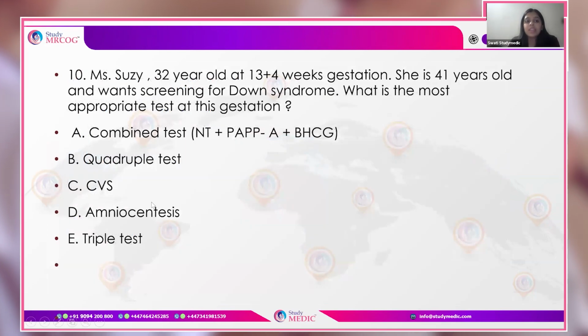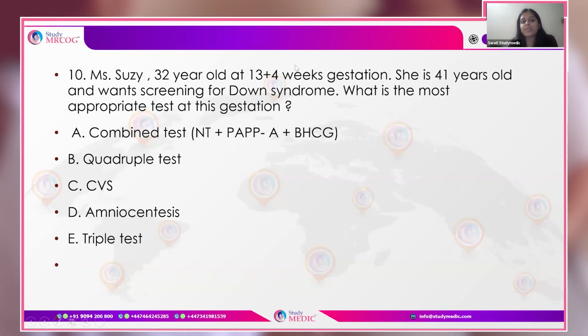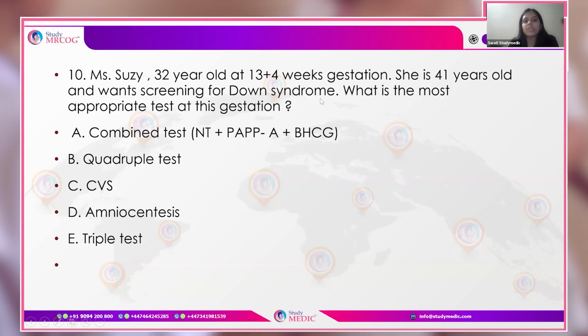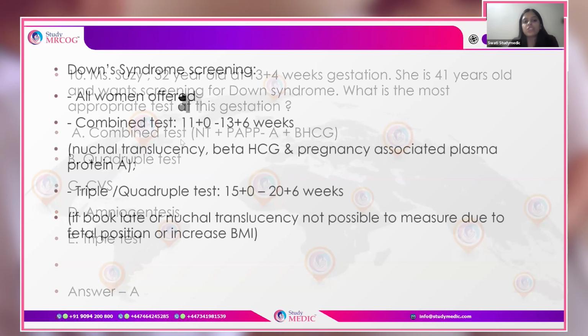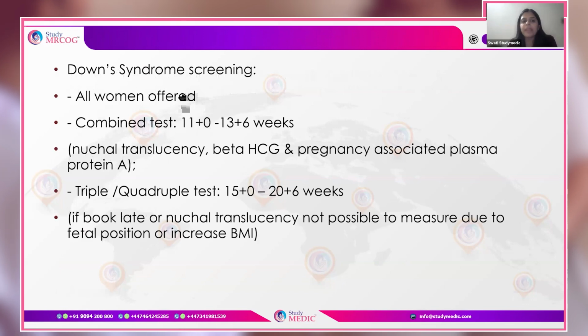Coming to the last SBA, Miss Susie, 32-year-old at 13 plus 4 weeks gestation. She is 41 years, wants screening for Down's. Which is the most appropriate test at this gestation? Since she is at 11 to 13 plus 6 weeks, all we know is that the best test at this time is the combined test. Combined test means maternal age, NT, PAPP-A, and beta-hCG.